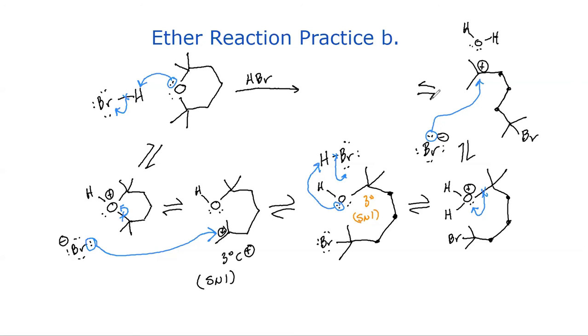We have now completed our mechanism. We have our product, 1, 2, 3 carbons, next tertiary carbon, which would be 1, 2, 3, 4, 5, 6, 7: 2,6-dibromo-2,6-dimethylheptane.